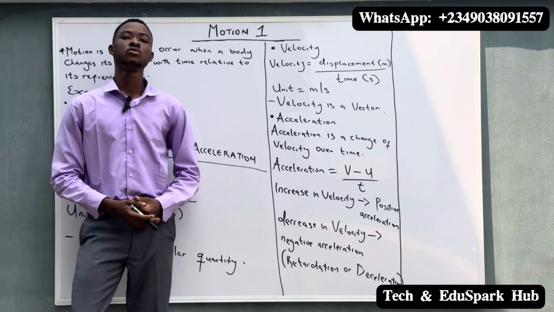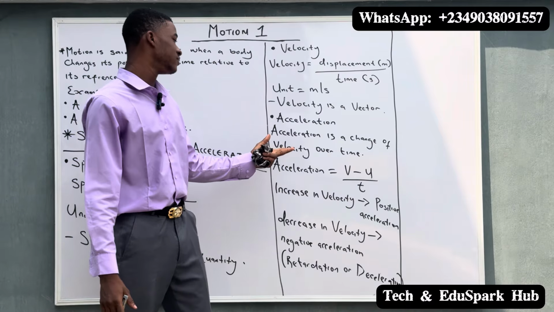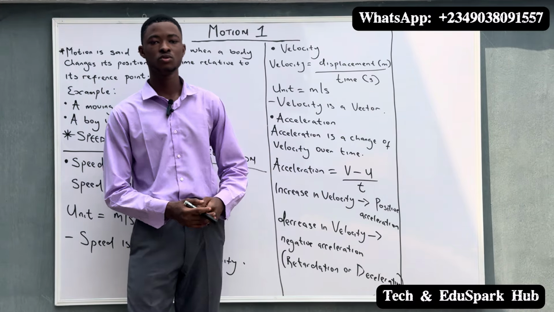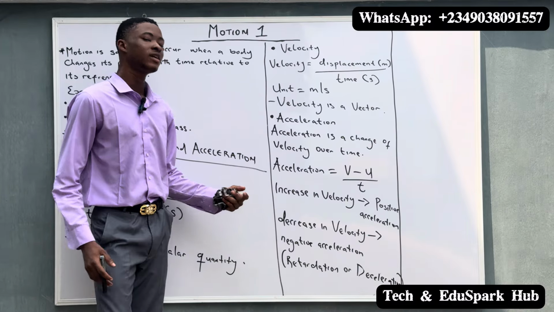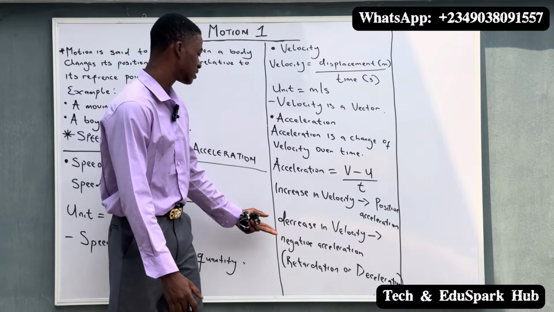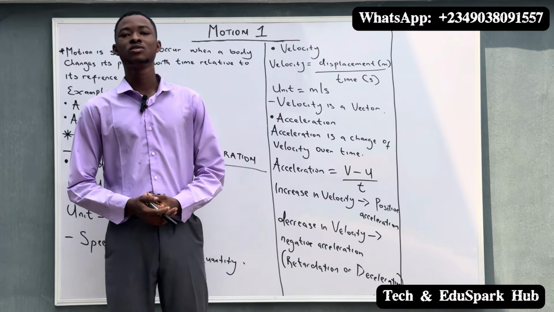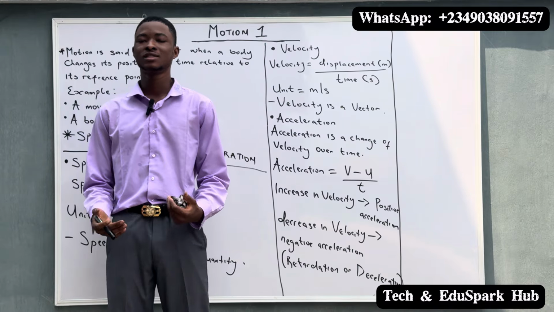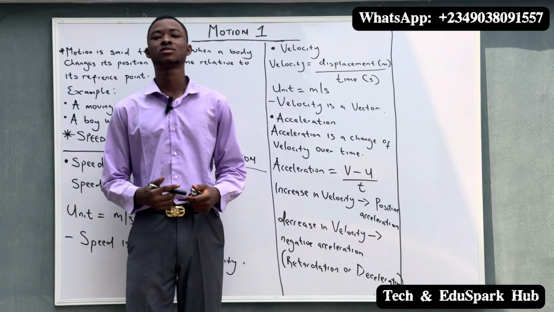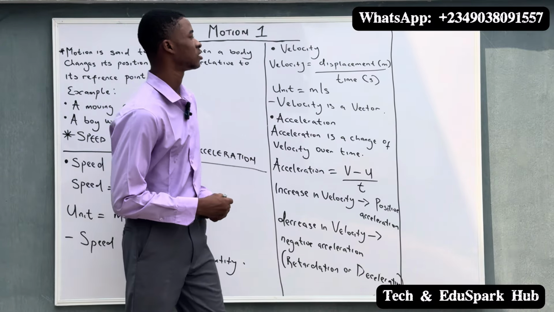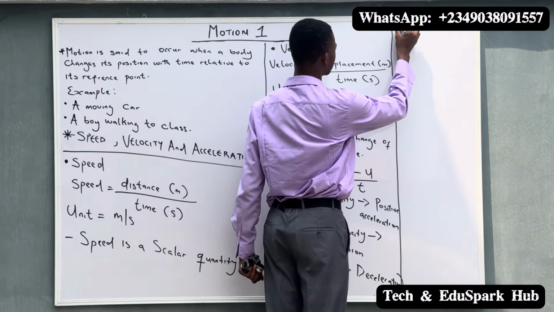So this is all to note about acceleration. We have the formula, which is change in velocity over time, which is v minus u over t. And we have an increase in velocity, which will lead to what? Positive acceleration, while a decrease in velocity will lead to a negative acceleration, also known as what? Retardation or deceleration. So let's look at some examples under speed, velocity, and acceleration. So we have the examples.